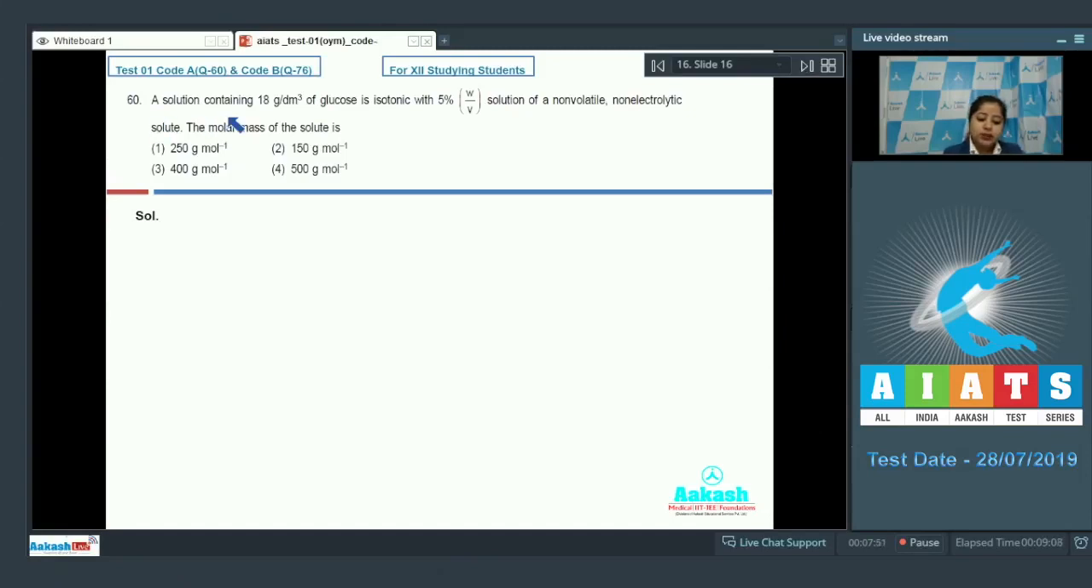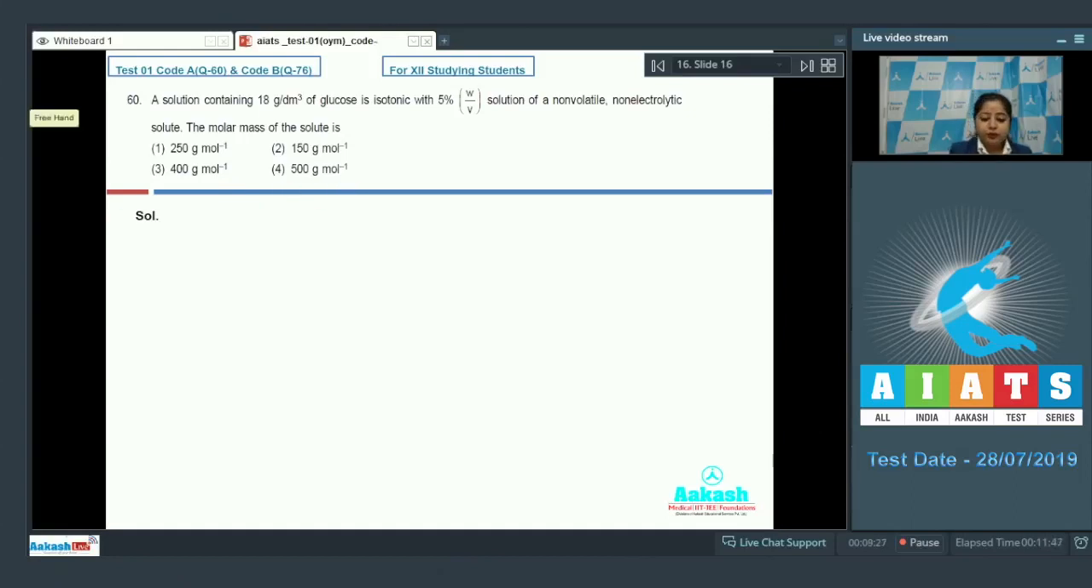A solution containing 8 gram per decimeter cube of glucose is isotonic with 5% mass by volume solution of a non-volatile, non-electrolytic solute. We have to calculate the molar mass of the solute. The options are 250 gram per mole, 150 gram per mole, 400 gram per mole and 500 gram per mole.